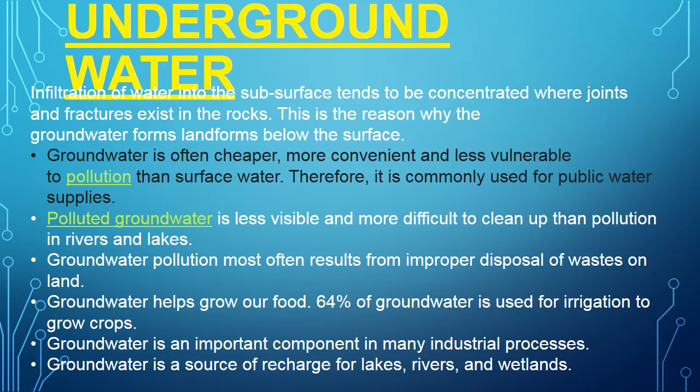So groundwater helps grow our food. 64% of groundwater is used for irrigation to grow crops. Most of the groundwater is used for public consumption or for agricultural purposes. Groundwater is also an important component in many industrial processes, and it is a source of recharge for lakes, rivers, and wetlands. If the rivers, lakes, and wetlands do not have a sufficient amount of water, you have the option of groundwater, from where you can consume water.